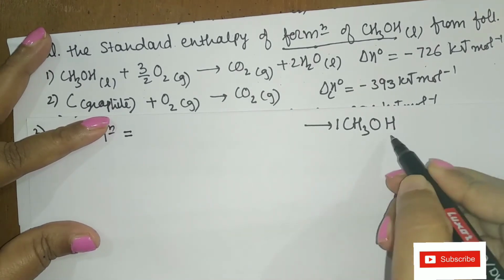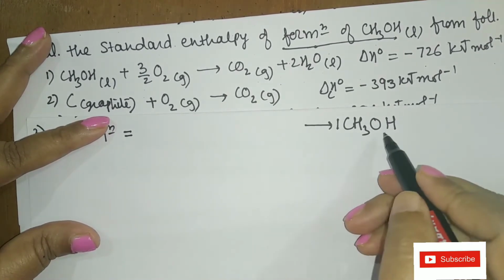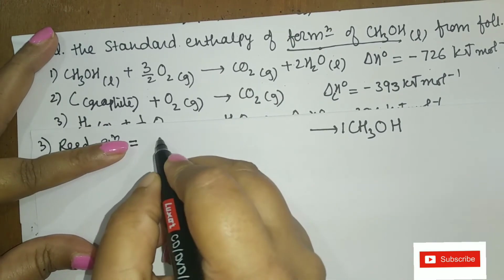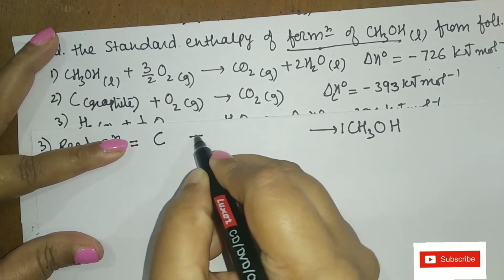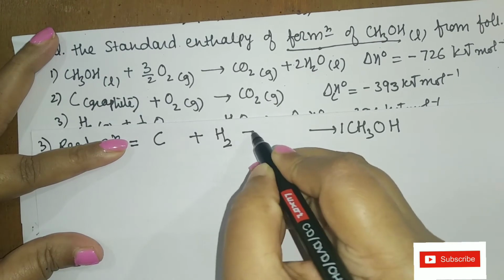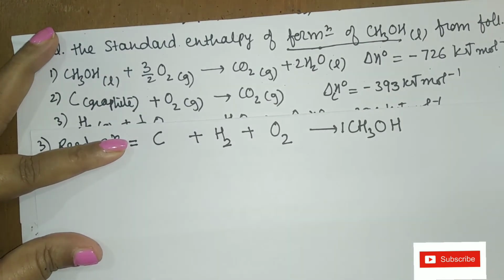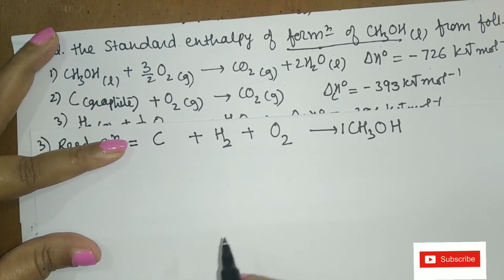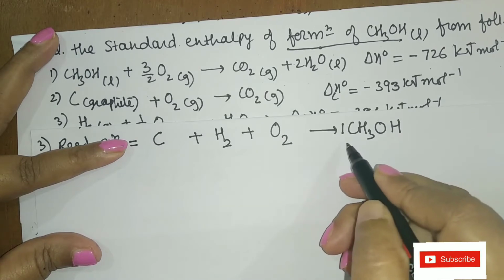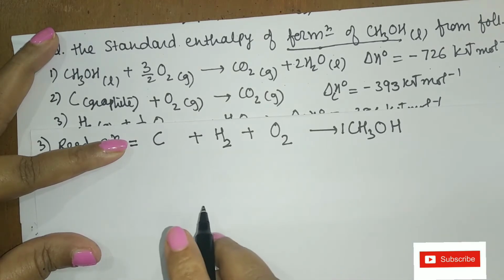If I see methanol, there is carbon, hydrogen and oxygen. So how will I write this? Carbon plus hydrogen plus oxygen. So this way I will write. Now let us balance the equation. As I said, I have to keep 1 mole of methanol and then balance the equation.